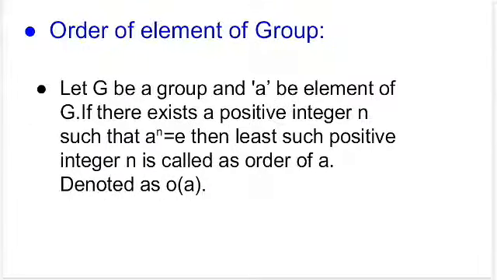Now what is order of element of a group? Let G be a group and A be an element of G, then there exists a positive integer n such that A raised to n is the identity element E. Then the least such positive integer n is called the order of A, denoted as O of A. Let's see an example so we can understand it better.